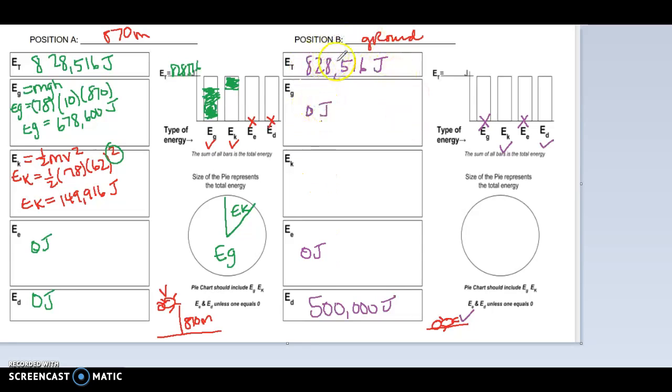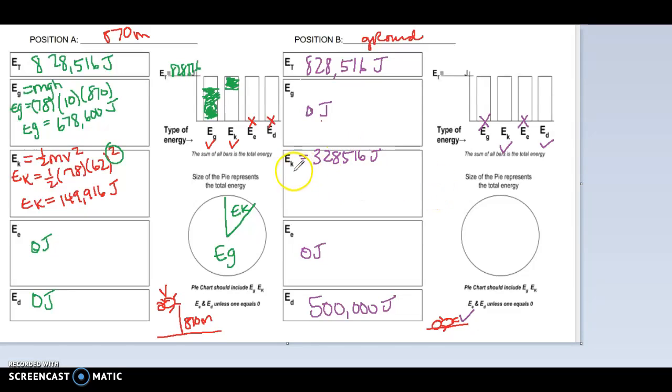So if I have 828,000 total and 500,000 are going to the ED, that only leaves me 516 minus... I should be able to do this in my head, 328,516 for the EK.